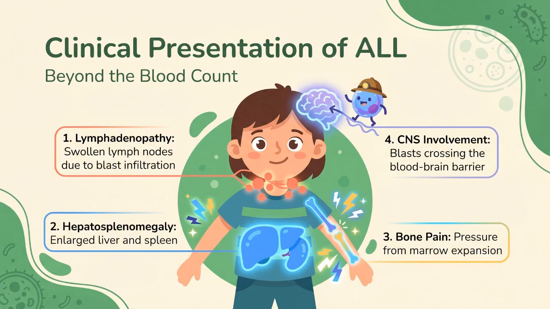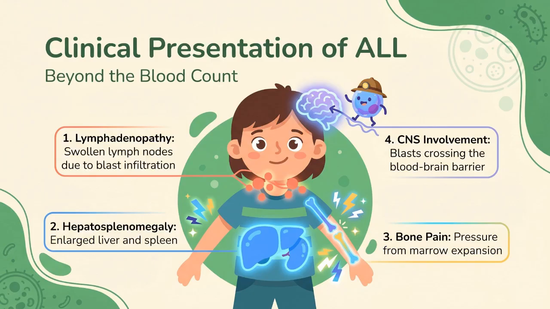The bone pain, often severe, is due to the rapid proliferation of lymphoblasts within the bone marrow, causing pressure and expansion. These symptoms, especially in a pediatric patient, should immediately raise suspicion for ALL. Your role in confirming the presence of lymphoblasts in the peripheral blood or bone marrow is crucial in connecting these clinical signs to a definitive diagnosis.